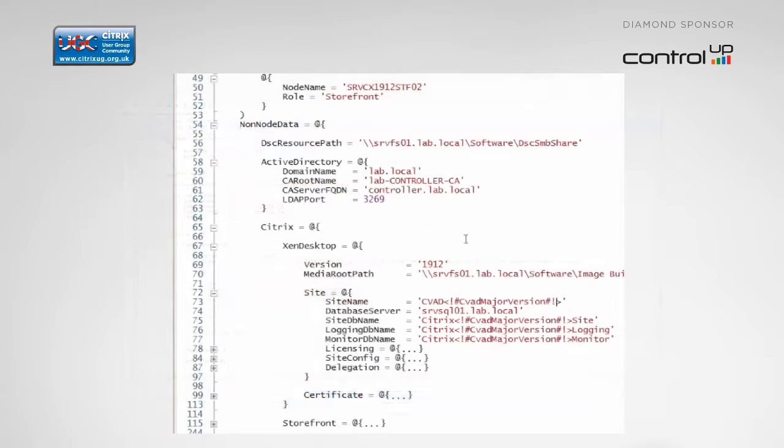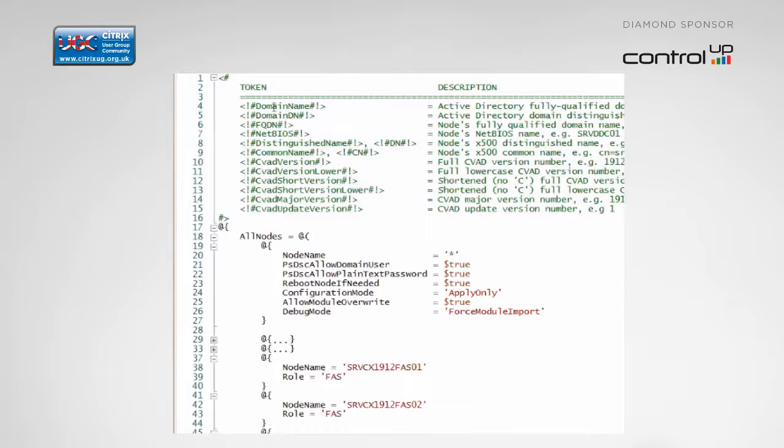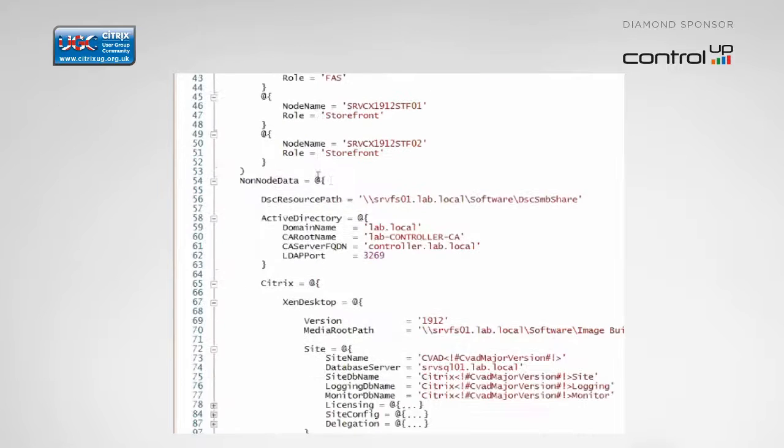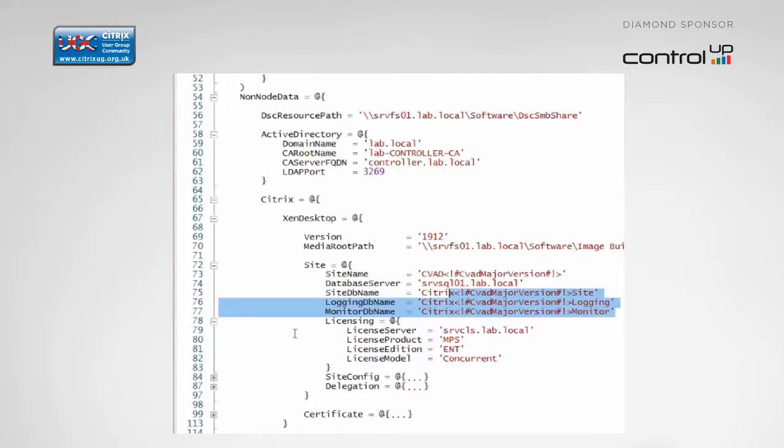There are various tokens that we can include in this config. They're up here. So in our configuration, we can have tokens for domain names, DNs, common names, various version numbers of Citrix as well. So here's our Active Directory. We're saying this is where we're going to create our site databases, logging database and monitoring database. This is what they're going to be called. I'm specifying the licensing information for my environment. Remember, the license server is not part of this configuration.